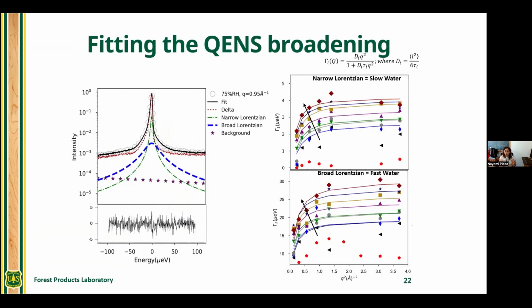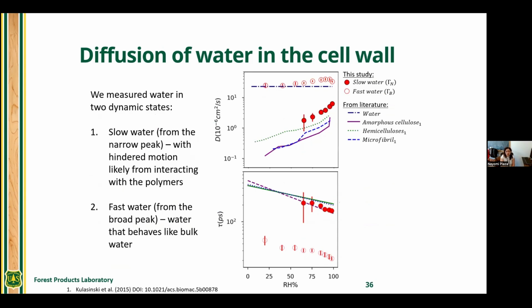Fitted to what we found were two different Lorentzian peaks, which we attributed to slow and fast water, and able to determine the translational diffusion of water inside the cell wall.